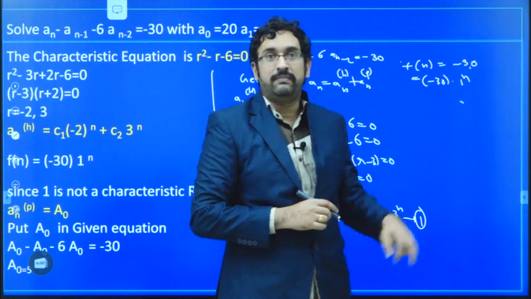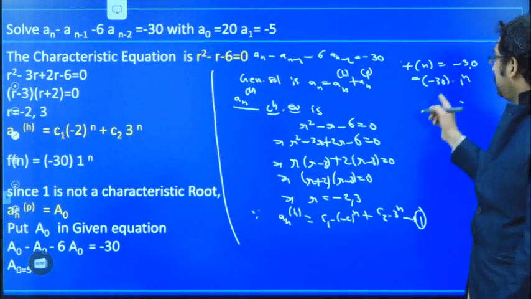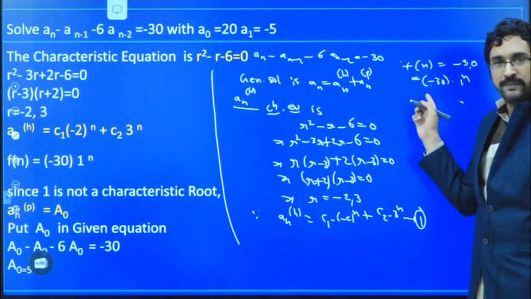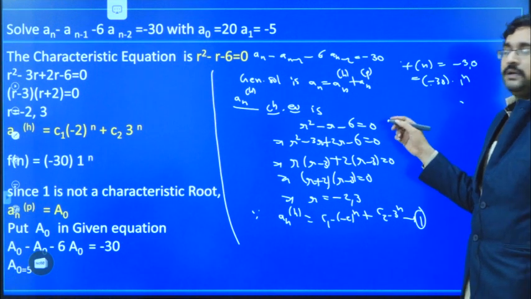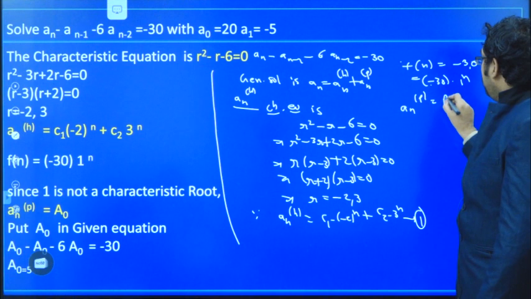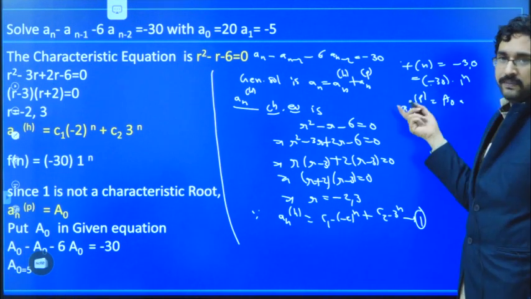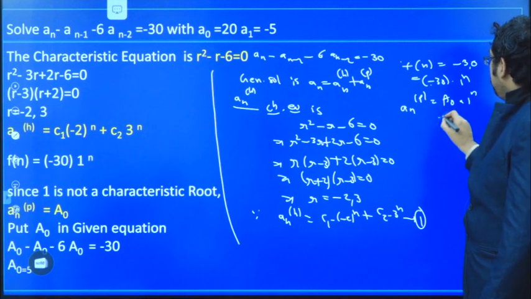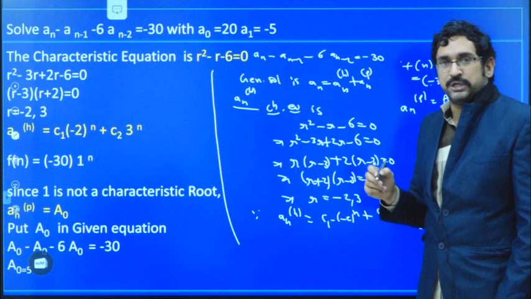Here beta is 1, but the characteristic roots are minus 2 and 3. That means it is in the form alpha into beta power n, but beta is not a characteristic root. So the particular solution will be an power p equal to capital A naught into beta power n. That means A naught into 1 power n, that equals A naught. Now substitute A naught in the given equation.